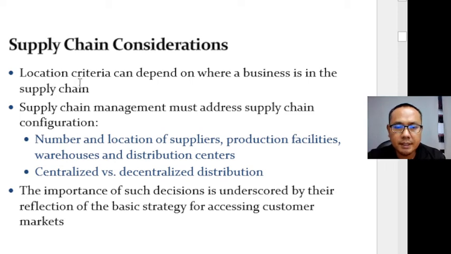So location criteria can depend on where a business is in the supply chain. And supply chain management must address supply chain configuration in terms of number and location of suppliers, production facilities, warehouses, and distribution centers. Okay, the importance of such a vision is underscored by their reflection of the basics for assessing the customer market.